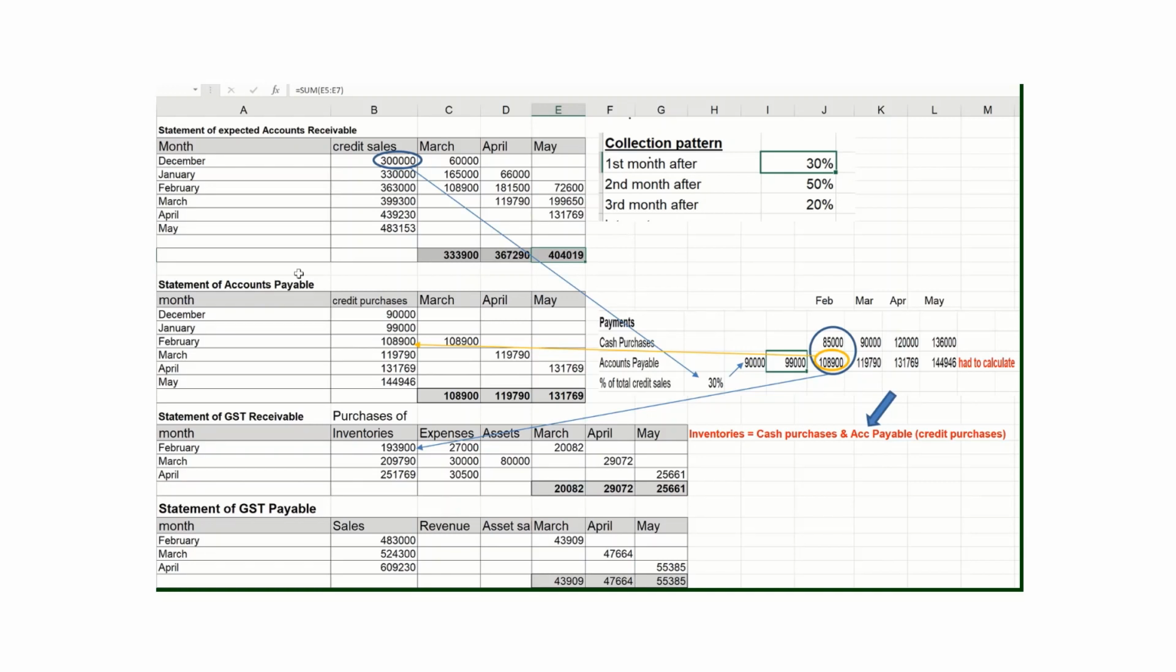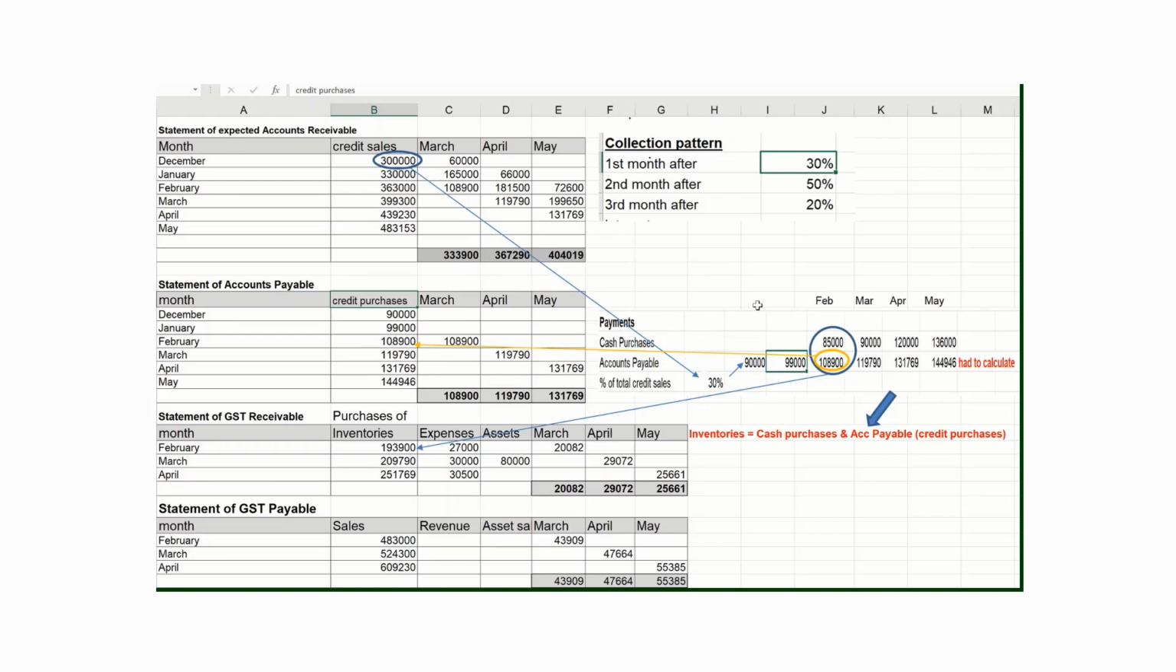Moving on to our statement of accounts payable. In other words, how does the business pay its creditors? In this exercise, it said we will pay them in the month following. Now, the first thing we had to work out is what are the credit purchases. In this exercise, they didn't give us the amounts, but they said credit purchases are 30% of credit sales. I'll say that again. Credit purchases are 30% of credit sales.